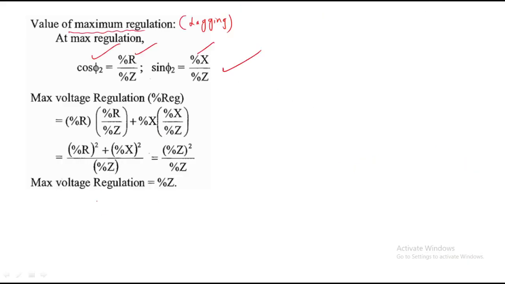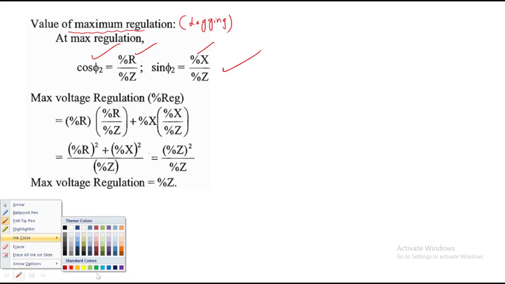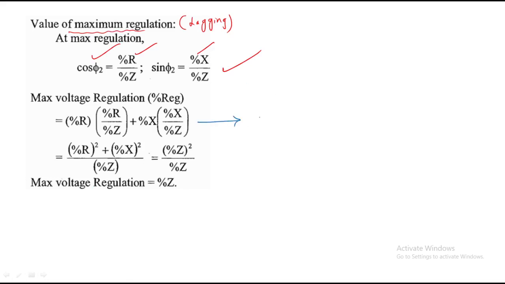So we all know the formula for maximum voltage regulation: percentage R into cos phi 2 plus, why plus? Because maximum voltage regulation occurs during lagging condition only, that's why you have to consider plus. Now reactance into sin phi 2. So in place of cos phi 2 we have to substitute this value, and in place of sin phi 2 you have to substitute this value.